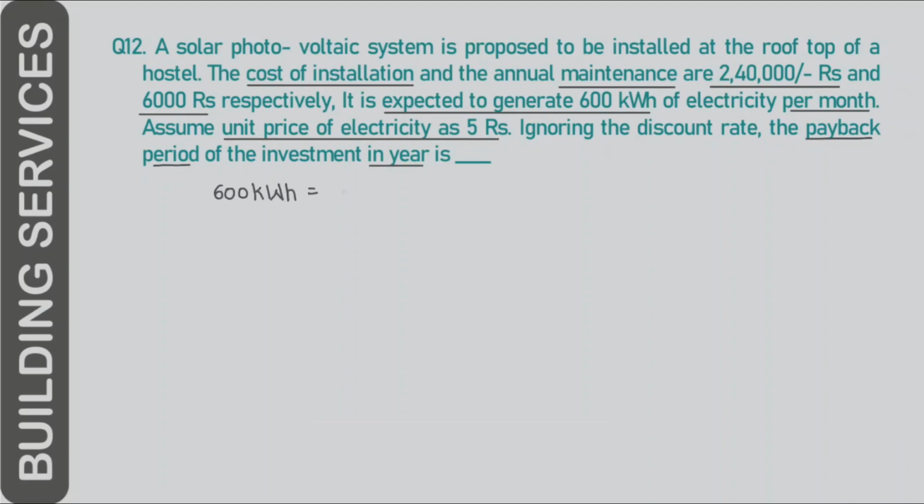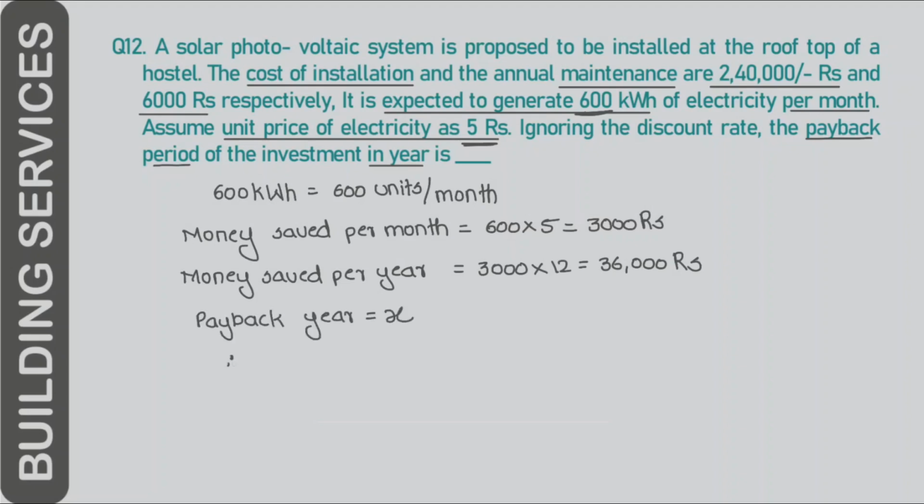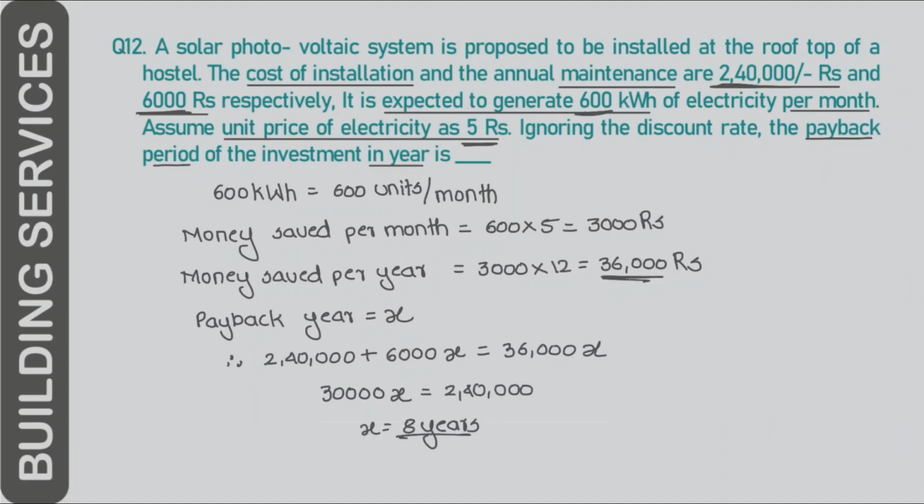So let's consider 600 kilowatt hour is equal to 600 units per month. So money saved per month is equal to 600 into 5, that is 3000 rupees. Money saved in year is 3000 into 12, that is 36,000 rupees. Let's consider the payback year as X. So 2,40,000 plus 6,000, that is the maintenance cost per year, into X is equal to 36,000 into X. Calculating for X, the total year for the payback will be 8 years.